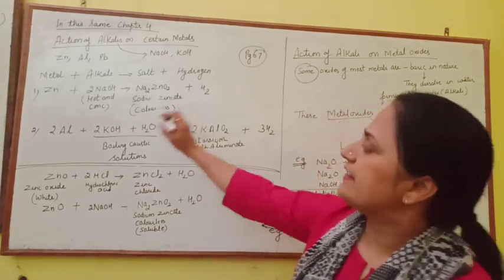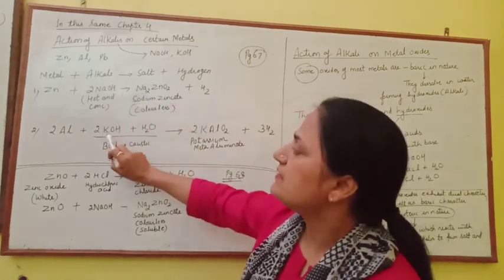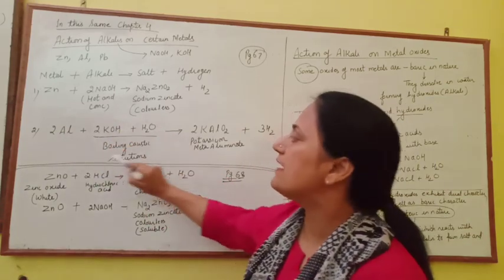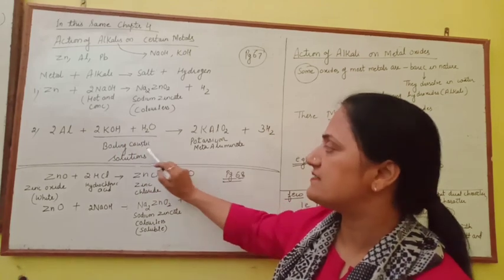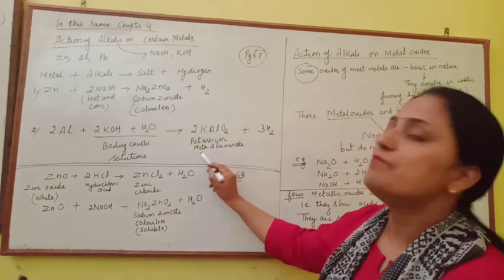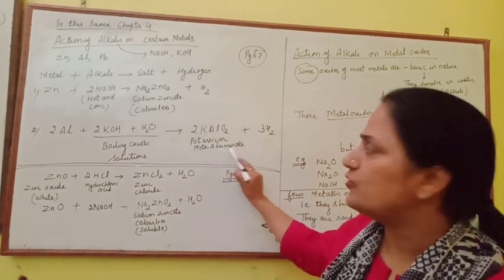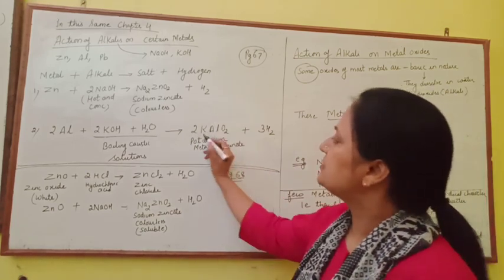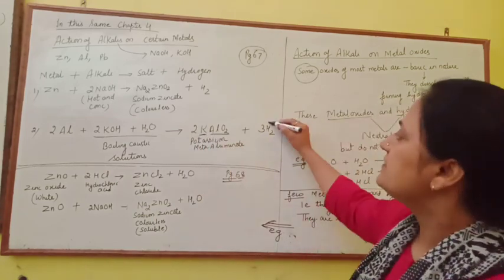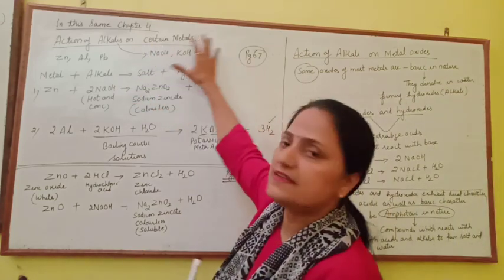releases. Similarly, for another alkali, now I am adding boiling caustic potash solution, that is KOH, to aluminium. I am adding the boiling caustic solution to the aluminium, and the product formed is potassium meta-aluminate. Learn this formula very carefully. Potassium meta-aluminate, that is KAlO2, along with 3 molecules of hydrogen. So this is the action of alkali on certain metals.